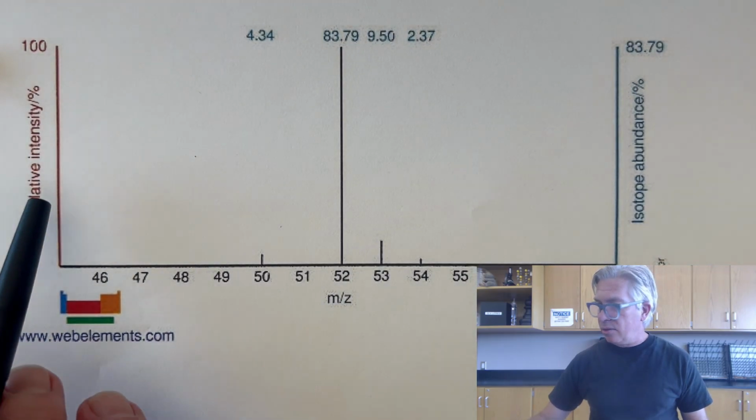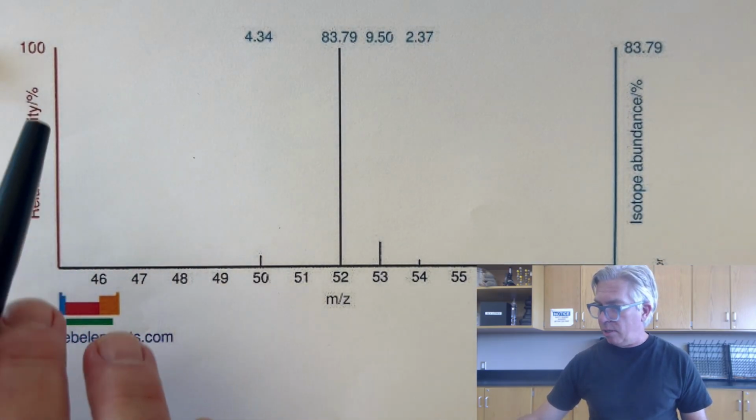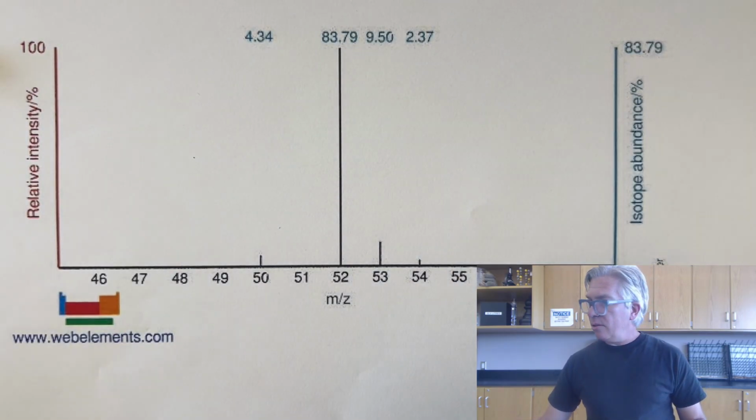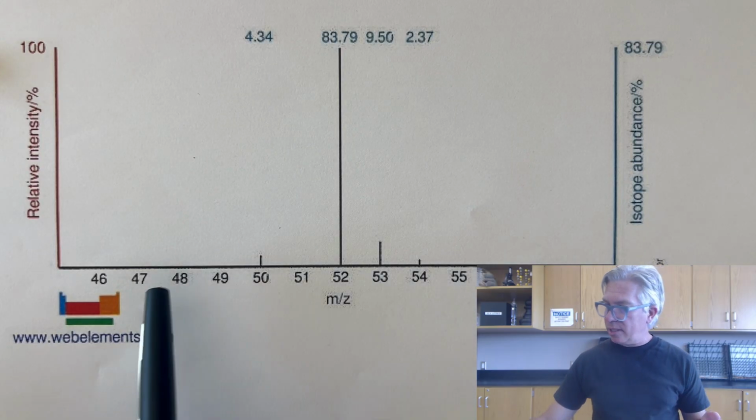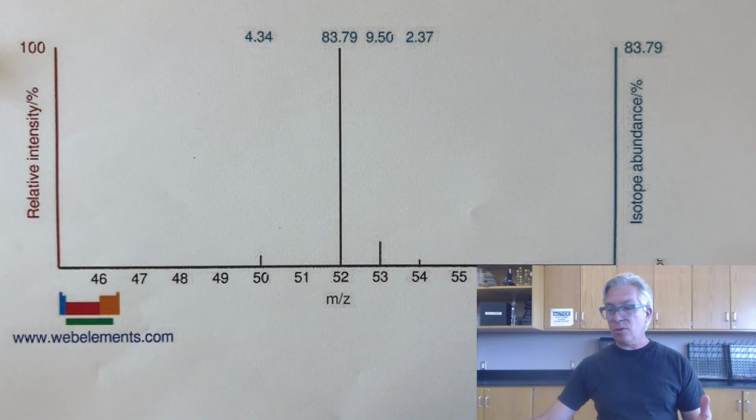Ignore these 2 at the end. Those are just the scales up to 100% and so on. And you look at the scale down here, 46 up to 58. You might be asked questions.